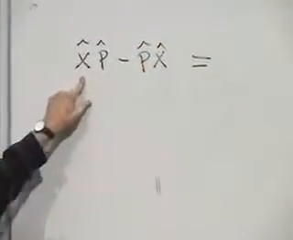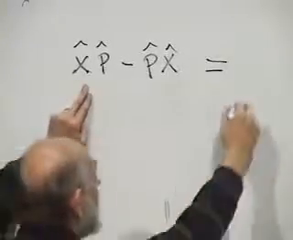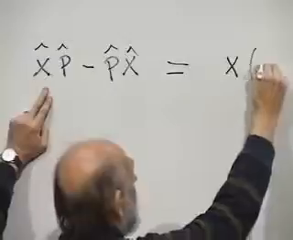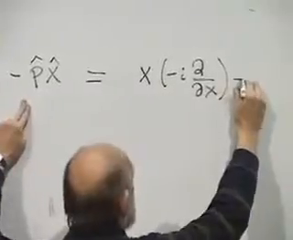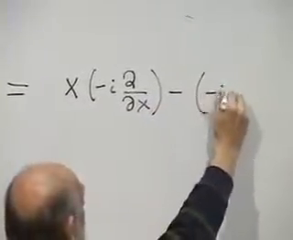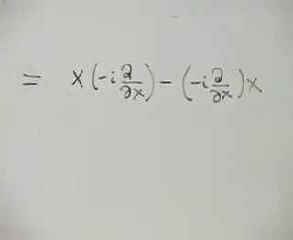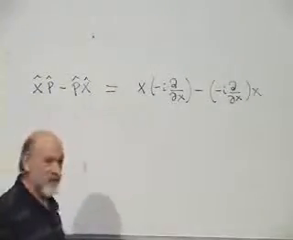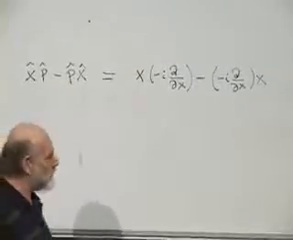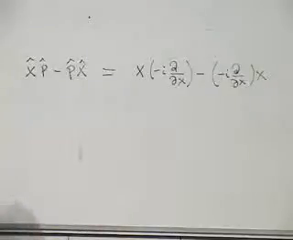Now remember what x does to a wave function. It just multiplies it by x. What does p do? Minus i h bar d by dx. So we can write this as x times minus i d by dx minus i d by dx times x. All I've done is substitute for p minus i d by dx. But what on earth does this mean? You're not allowed to just write d by dx. d by dx has to do something to a function. So let's take this and see what it does to a general arbitrary function.